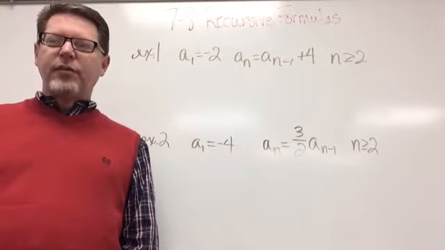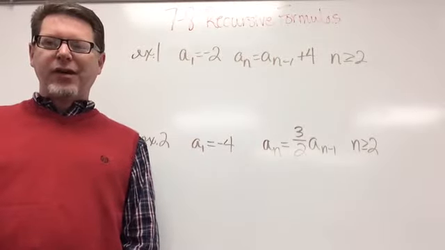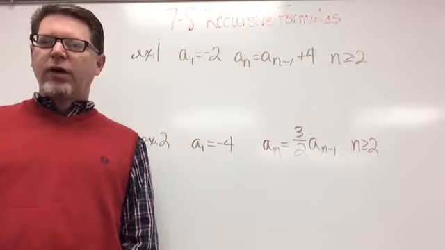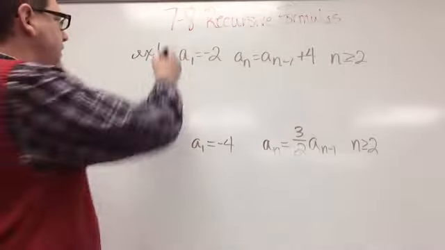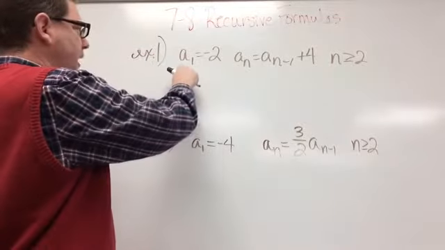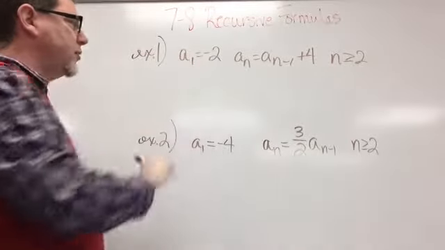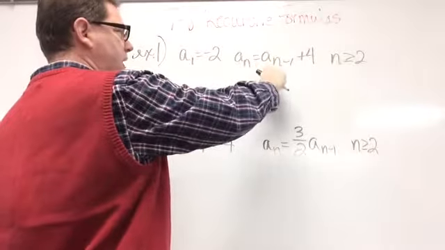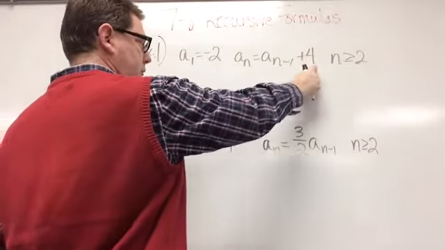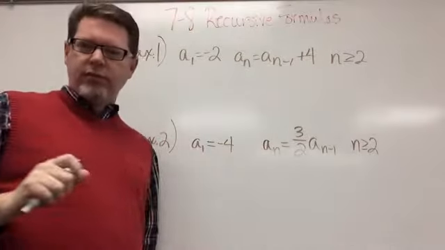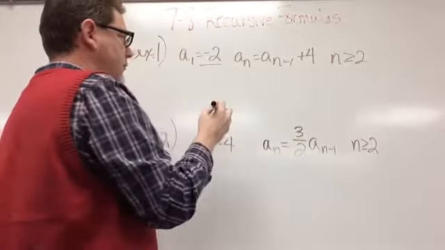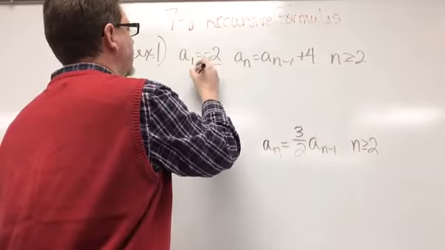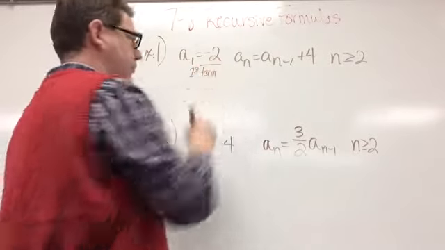Now let's look at a couple of recursive formulas and figure out what the sequence is. We're going to come up with the first 5 terms in our sequence. So with example number 1, a sub 1 is negative 2. a sub n equals a sub n minus 1 plus 4, and n is greater than or equal to 2. Well, let's identify a couple of things. Number 1, we know that that's our first term, so we're going to write that as our first term.